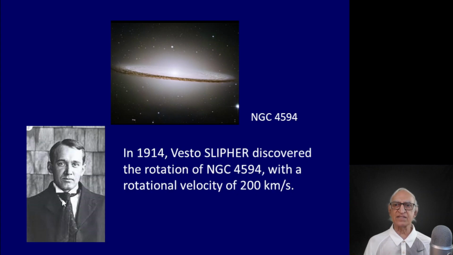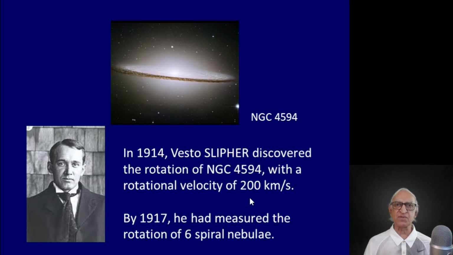In 1914, an astronomer by the name Vesto Slipher discovered the rotation of this galaxy, whose catalog name is NGC 4594. NGC stands for New General Catalog. He discovered that this galaxy is rotating with a rotational velocity of 200 kilometers per second.